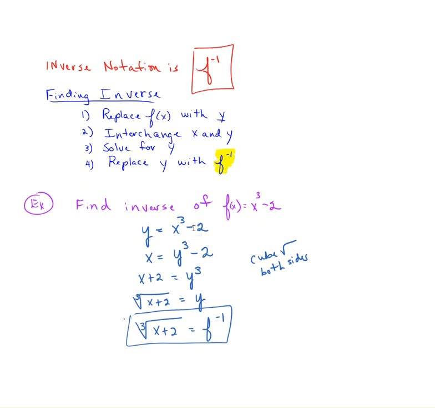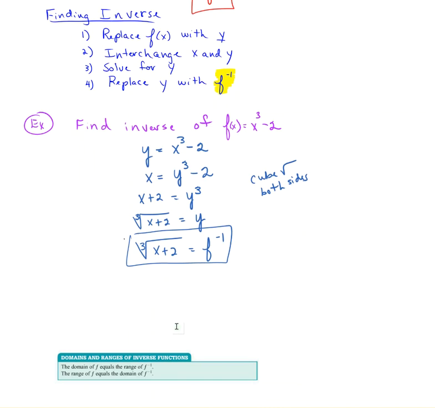So, and think about it. Here we're cubing x. Here we've got the cube root of x. We're subtracting 2, we're adding 2. So hopefully that should make sense.